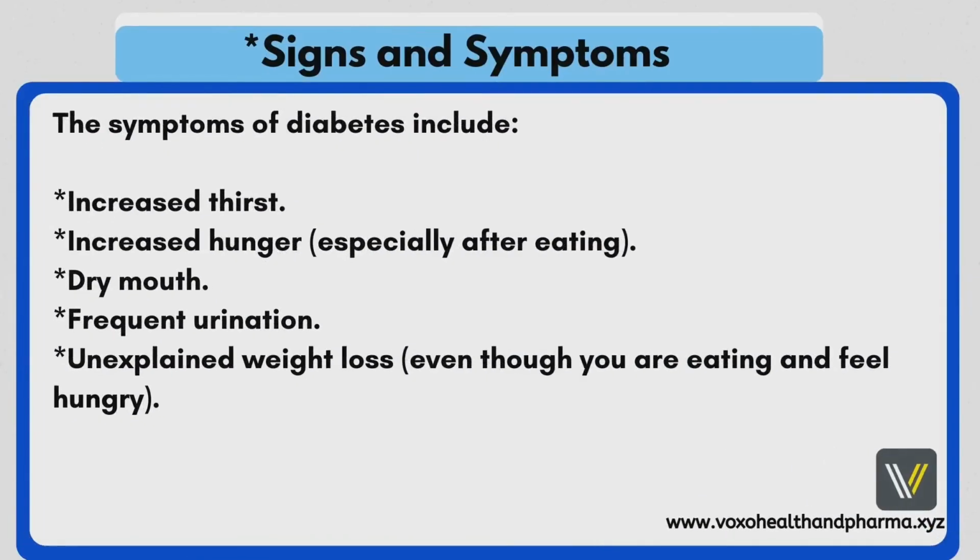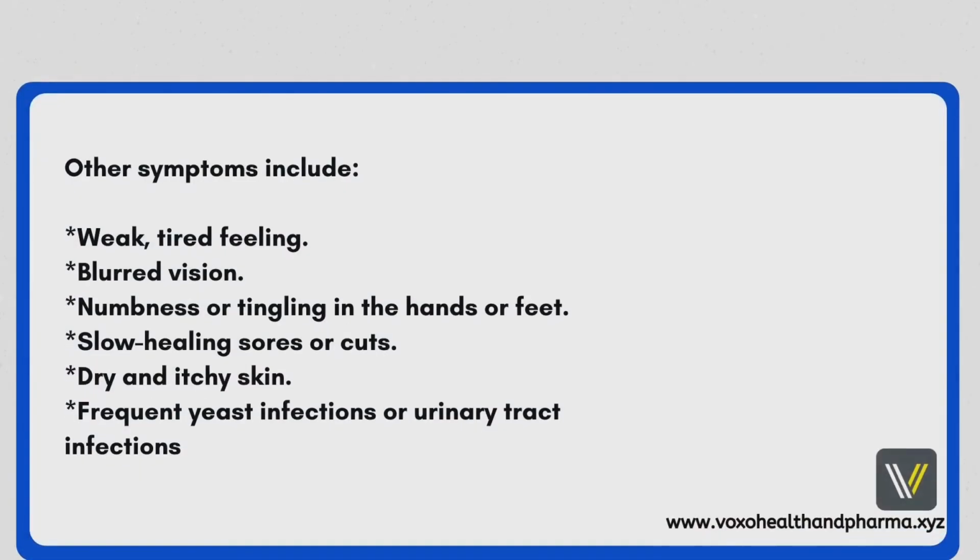Next, signs and symptoms. The symptoms of diabetes include increased thirst, increased hunger, especially after eating, dry mouth, frequent urination, unexplained weight loss, even though you are eating and feel hungry. Other symptoms include a weak, tired feeling, blurred vision, numbness or tingling in the hands or feet, slow healing sores or cuts, dry and itchy skin, and frequent yeast infections or urinary tract infections.